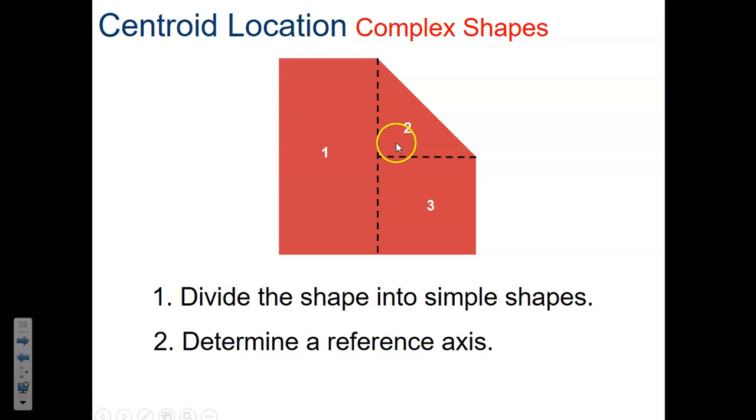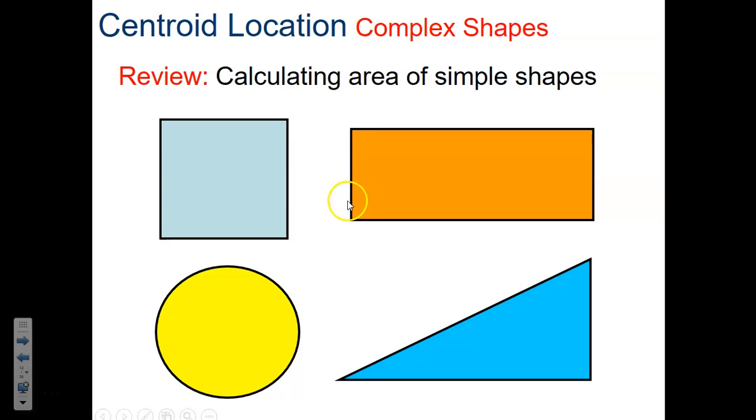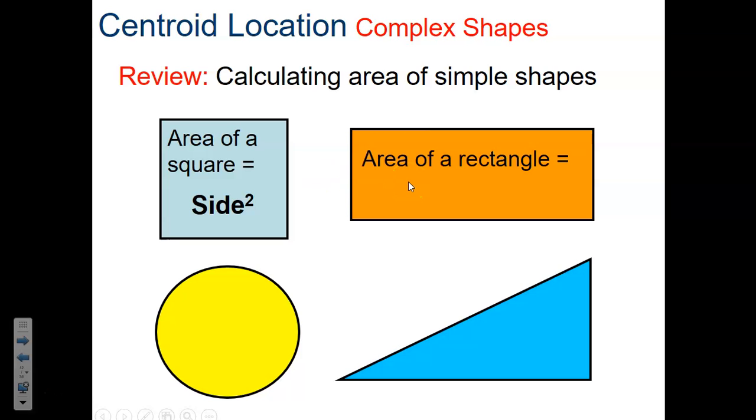Okay, determine the reference axis. So we're going to consider the reference point to be this bottom left corner. So you're going to have your y-axis here and your x-axis here. Okay, so you're going to reference your x over like so, and your y up like so. Okay. So in order to do this method, you need to be able to calculate the area, and this is something that I'm sure you already know. So the area of a square is just equal to the side squared, so s squared. The area of a rectangle is just base times height, or width times height, however you want to say it.